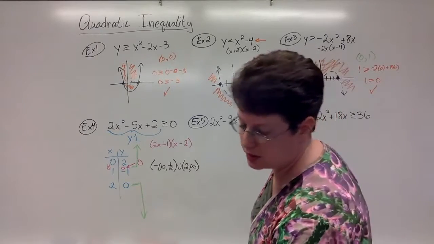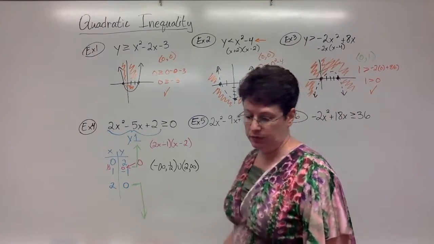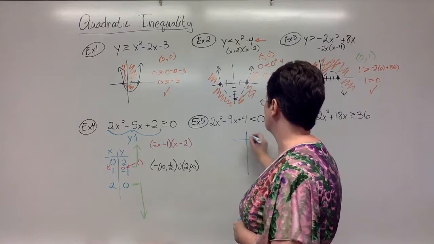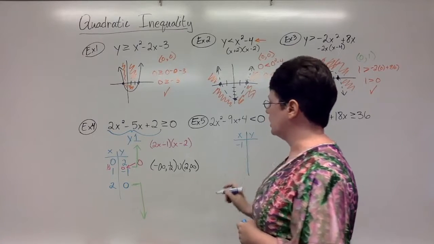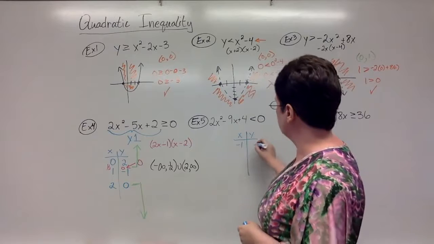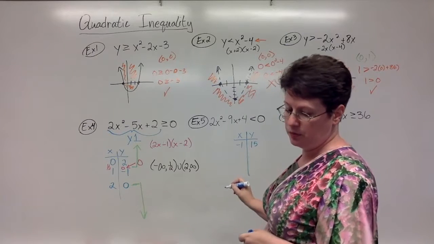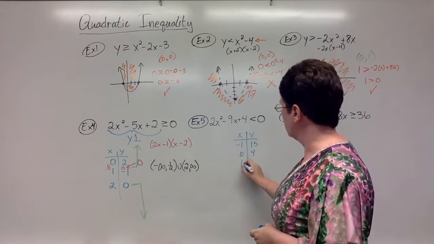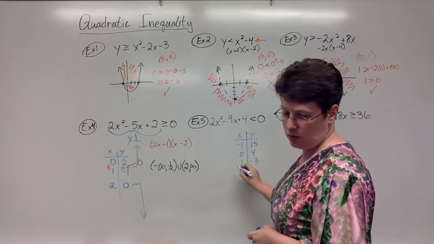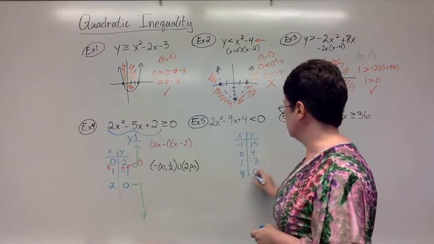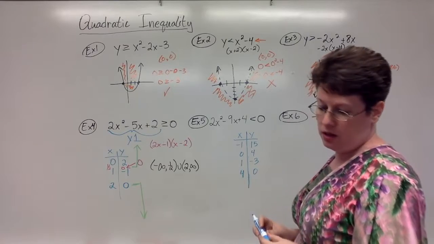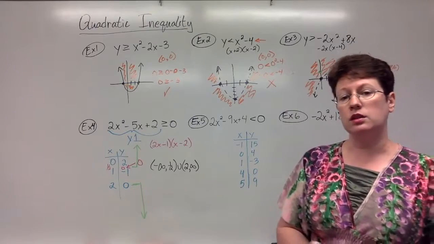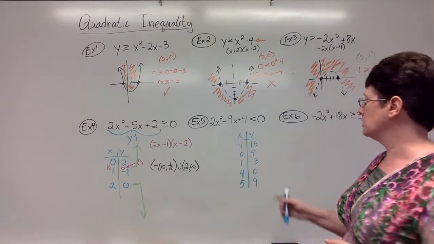Let's do a table for the next example, example 5. Okay? X's and Y's. Let's start with negative 1 on this one, just so we get a clear picture. So at negative 1, our value is 15. Okay? At 0, we get 4. For 1, I got a negative 3. Let's scroll down. For 4, I get 0. And then one more point. We'll do 5, 9.